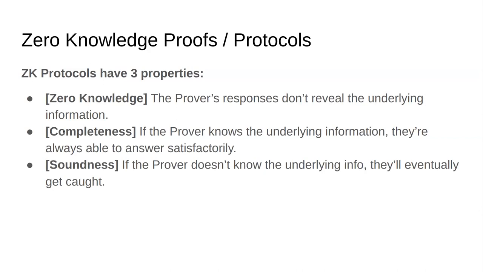So the completeness property of zero knowledge: if the prover knows the underlying information, they are always able to answer satisfactorily. If this property is satisfied, then we can say that the zero knowledge protocol is complete. And then we have the soundness property: if the prover doesn't know the underlying information, they will eventually be caught. No matter how much they try to generate a proof, they will eventually be caught by the verifier. So these are the three properties of zero knowledge systems: zero knowledge, completeness, and soundness.